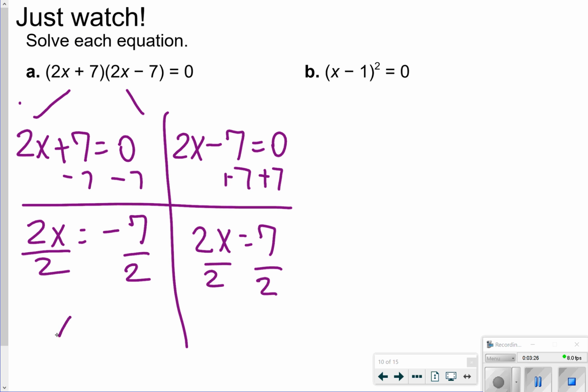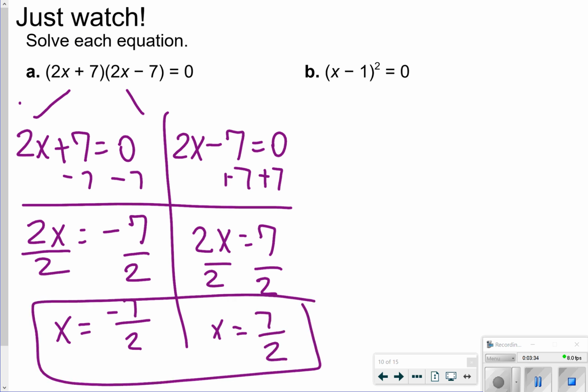You can either change this to a mixed number. I'm just going to keep it as an improper fraction just because that's easier for me. So I'm going to have 2 answers, negative 7/2 or positive 7/2.